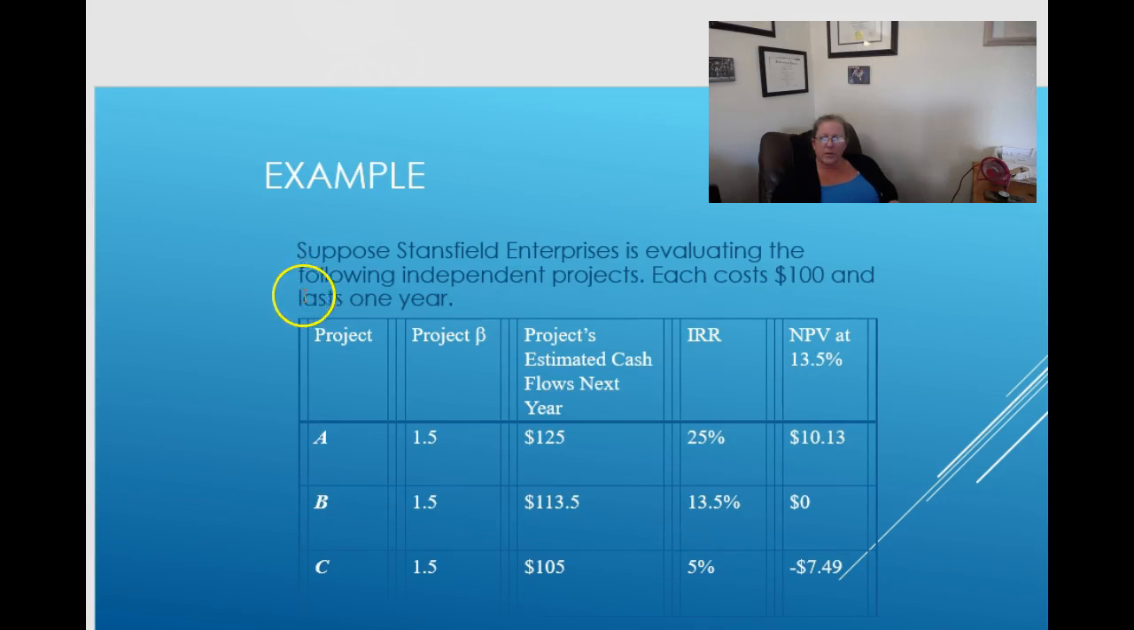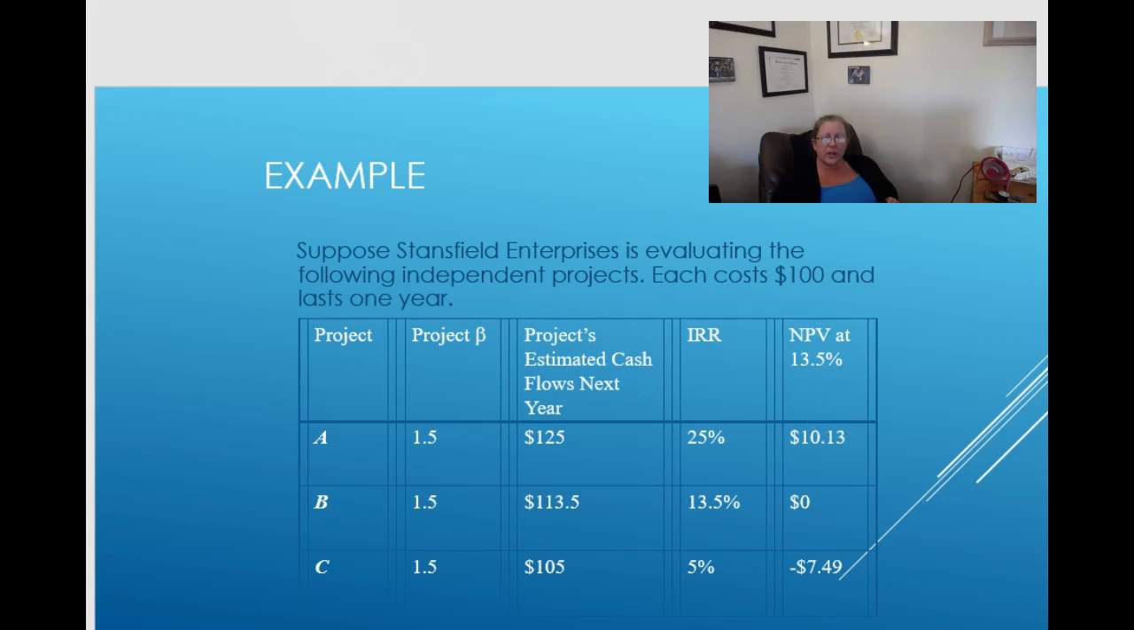Okay, so suppose that Stansfield Enterprises is evaluating the following independent projects. They each cost $100 and they each last for 1 year. So we have project A, B, and C. They all have a beta of 1.5. They give you the estimated cash flows, and they've calculated the IRR and the NPV at 13.5%.